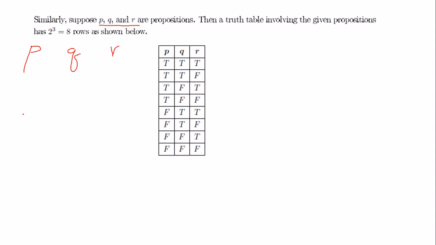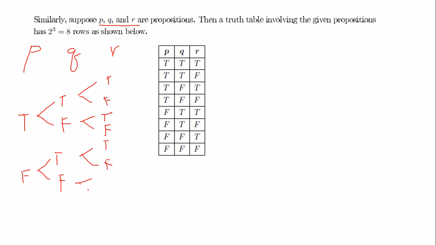For P, we have true, false. For Q, since there are two truth values, we also have TF, TF. Then for R, again, we also have two possible truth values. So this is a tree diagram. Doing the same as the previous one.